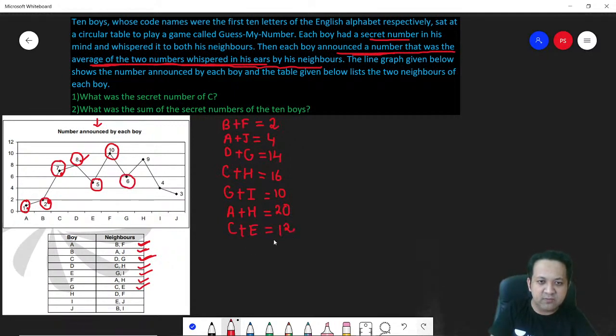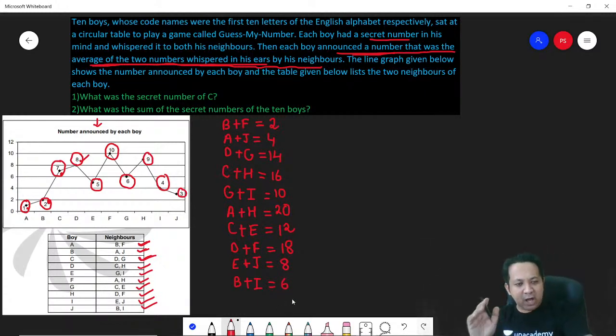Next is D plus F. D plus F, average is 9, so 9 into 2, 18. Next, E plus J, average is 4, so the sum of the numbers is 4 into 2, 8. Next is B plus I, average is 3, so the sum of the numbers is 6.